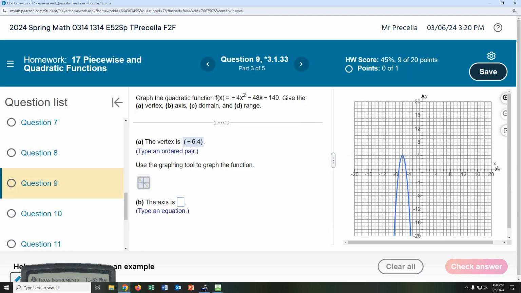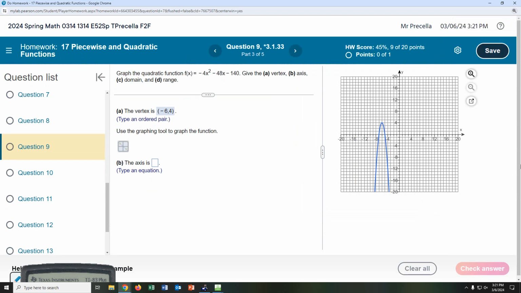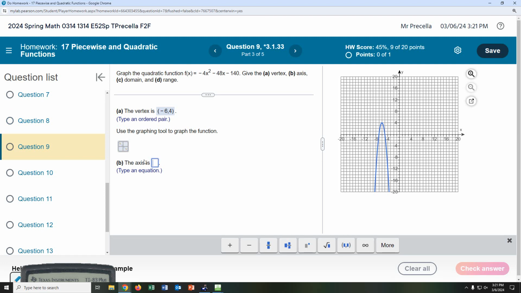Now they want us to type the axis. The axis, notice it says type an equation. You must type it in the form x equals. It's that x equals that makes that the equation of a vertical line. If you just type a 6, that's not a vertical line, that's a number.